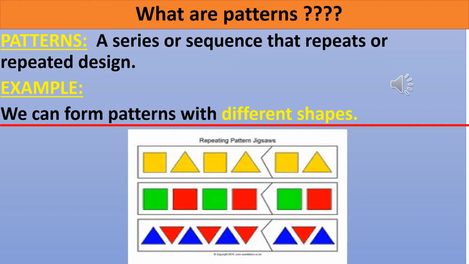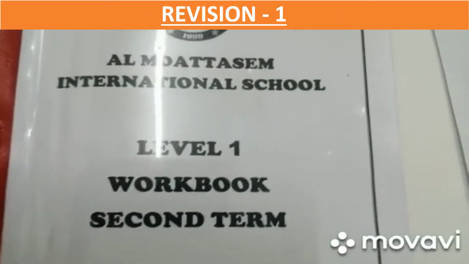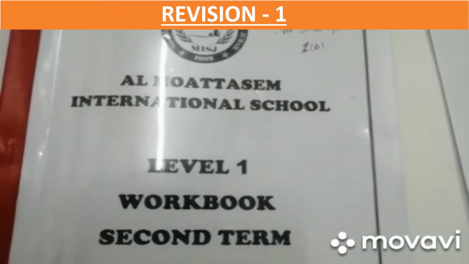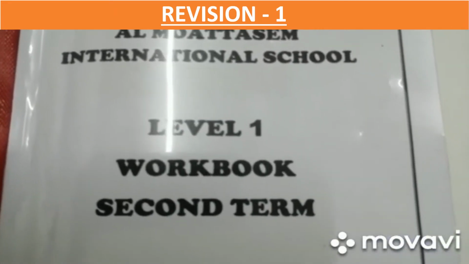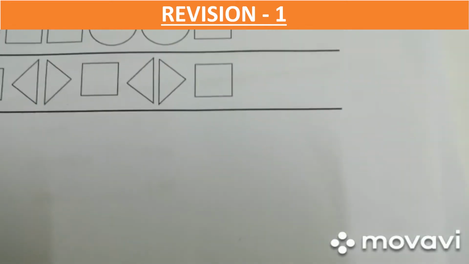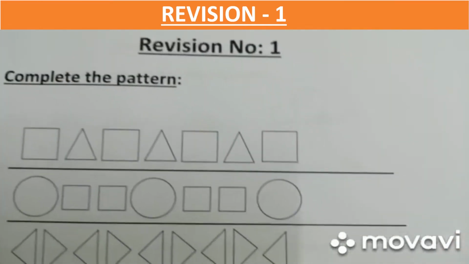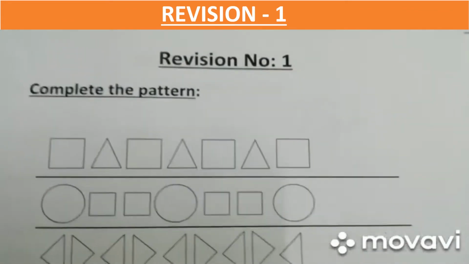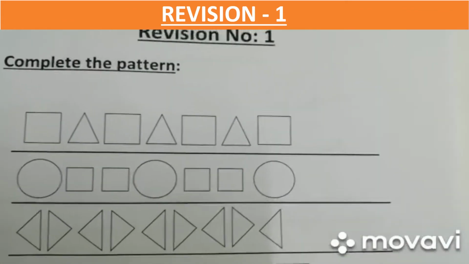So all of you will open your book and we will do our revision 1, page number 102. Okay, now see, you all will open your maths workbook, page number 102. This is in front of you, page number 102. Let us start it. See, this is revision 1. We will start from revision 1.